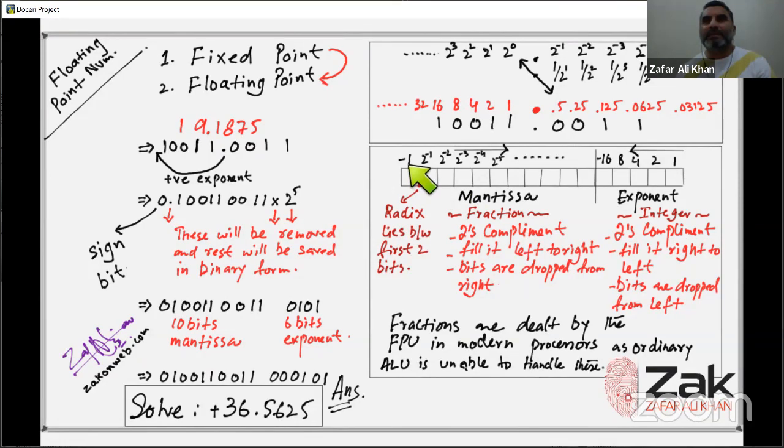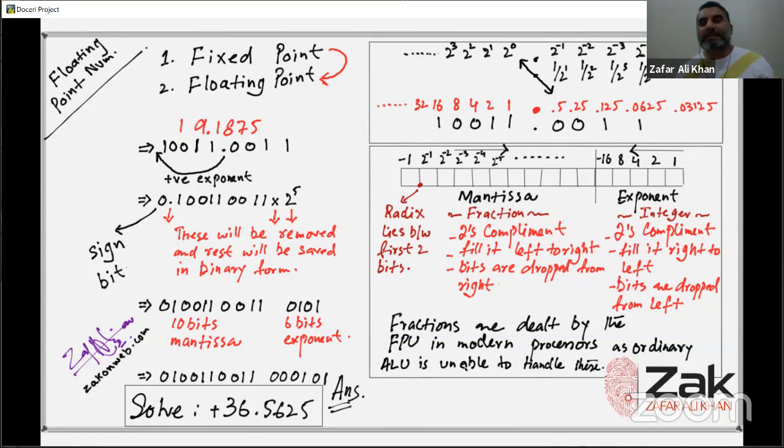Whenever we fill the mantissa, we fill it from left to right. And whenever we fill the exponent, we fill it from right to left. This needs to be remembered. I call it floating point chemistry, and this needs to be in the mind all the way towards the end of this lecture and topic. So we fill the mantissa from left to right and the exponent from right to left.